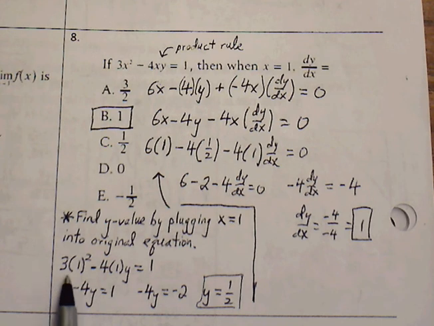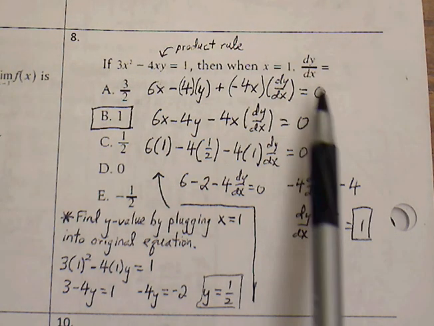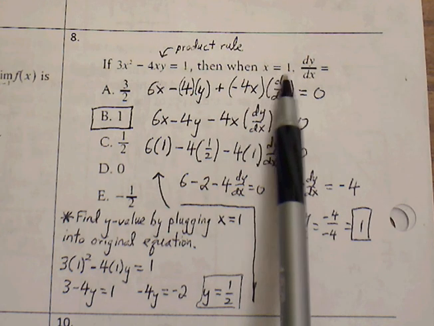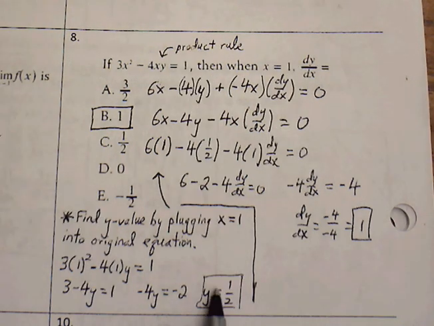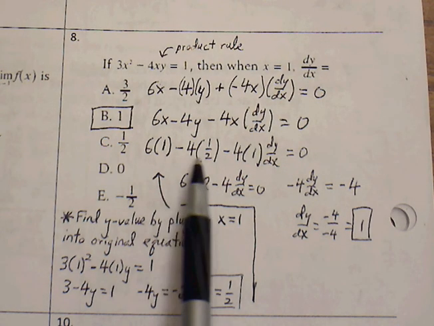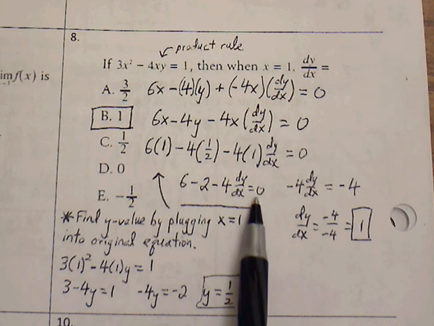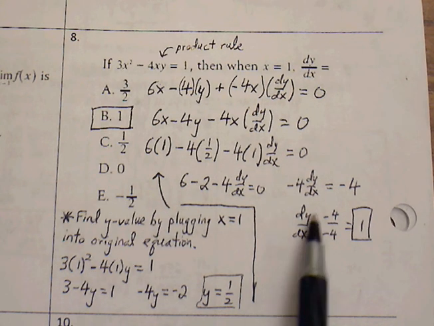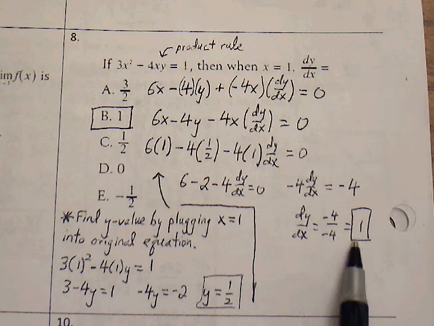So if I plug 1 in for x, I'll get 3 times 1 squared minus 4 times 1 times y equals 1. 3 minus 4y equals 1. Negative 4y equals negative 2, so therefore y is 1/2. So I need to take that extra step of finding the y value because it's not given in the problem, so that extra step is required. Okay. Once I have the y value, I can plug in. So 6 minus 4 divided by 2 is 2, so 6 minus 2 minus 4 dy dx equals 0. Combine like terms, subtract 4 from both sides. So dy dx is equal to negative 4 over negative 4, which is positive 1.